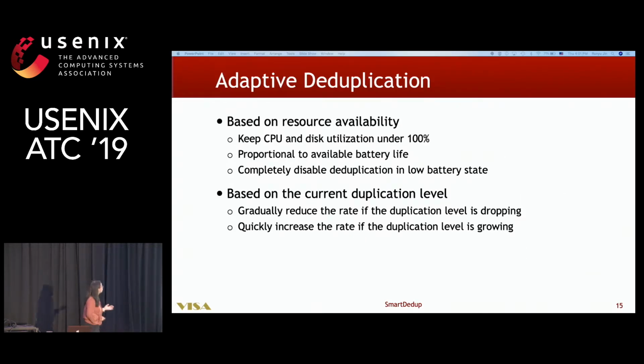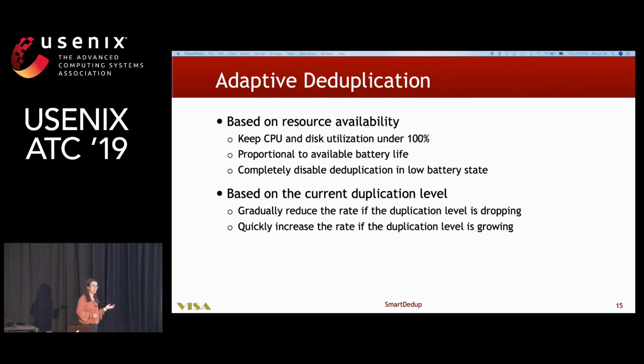To further save resources, we designed adaptive deduplication. Based on the resource availability, SmartDedup can decrease the processing rate of deduplication to keep CPU and disk utilization under 100%. Also, it can decrease the processing rate of deduplication proportionally to the available battery life and completely disables deduplication in low battery state.